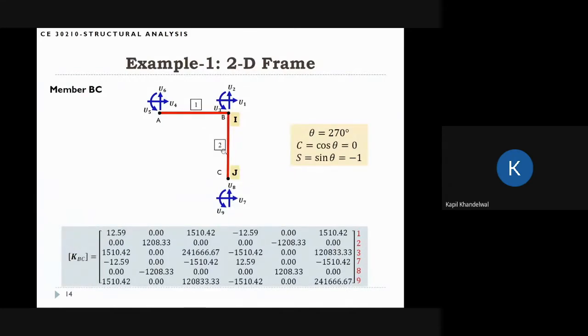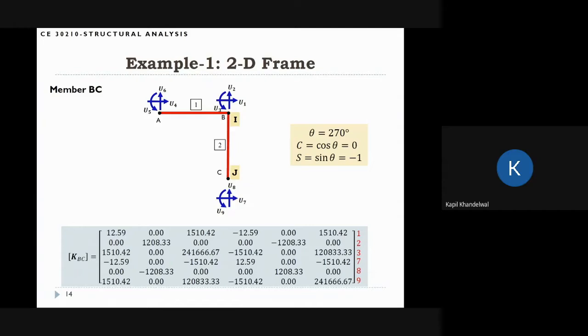And finally, I want to put the ordering. The ordering should be, first we look at the I node degrees of freedom, that will be UI, VI, theta I, and then UJ, VJ, theta J. The I node degrees of freedom are U1, U2, U3, so it's 1, 2, 3, and then 7, 8, 9. These are the I node and J node degrees of freedom, and then we have this stiffness matrix for this member. Now you can see that both stiffness matrices are written in the global coordinate system.